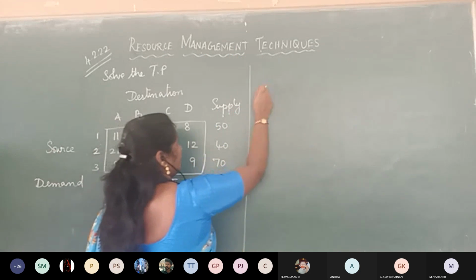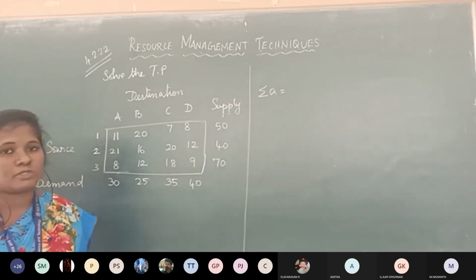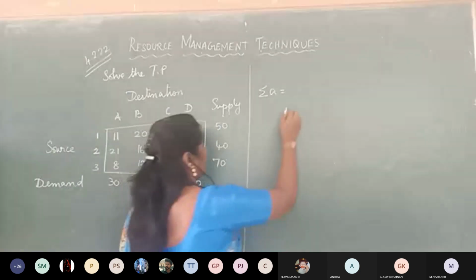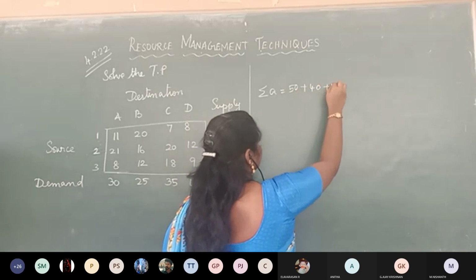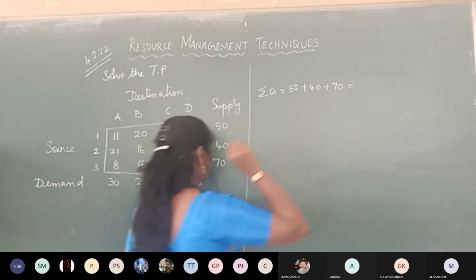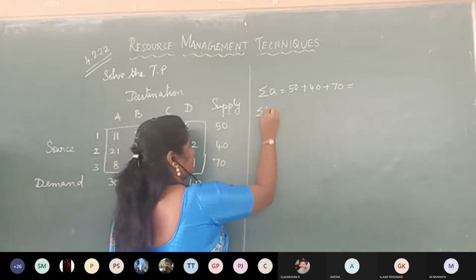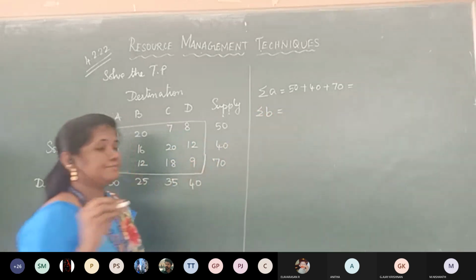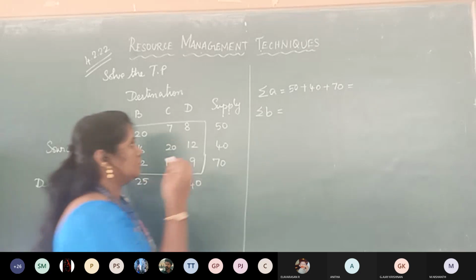So find out, you will take your supply to be summation A. So add this. What is the total you're getting? Put it in your calculator and tell me. What is your summation A? And your summation B is your demand. What are you getting?